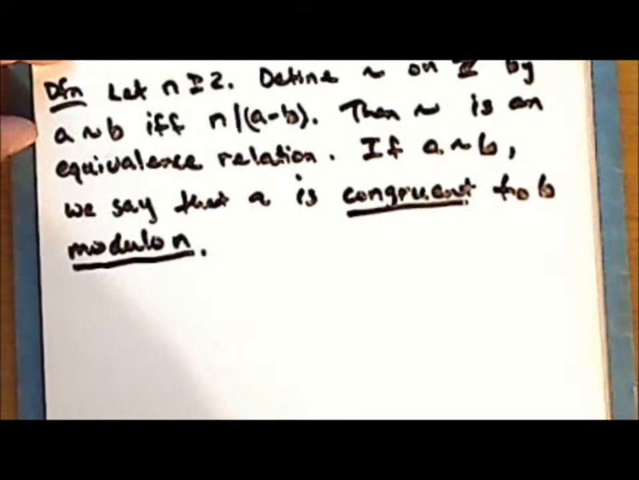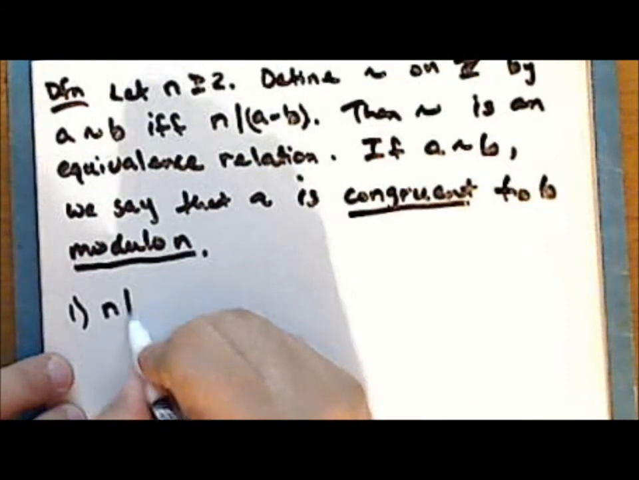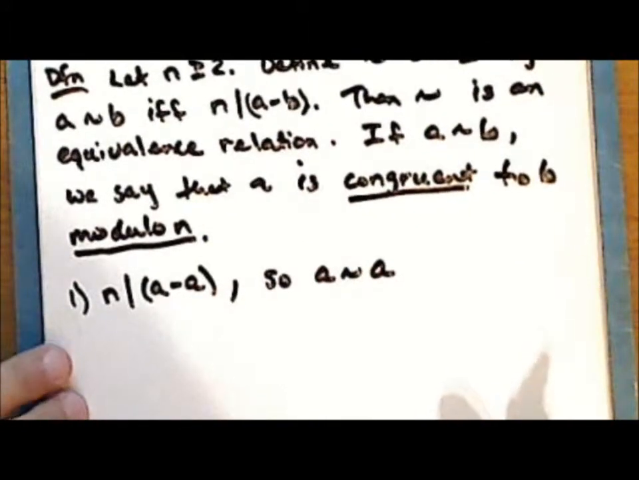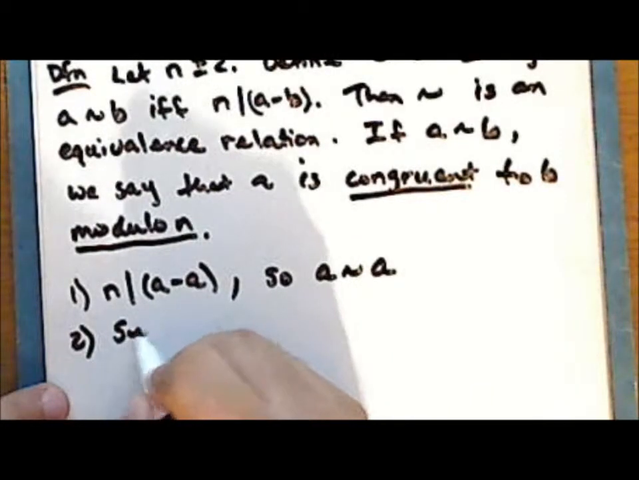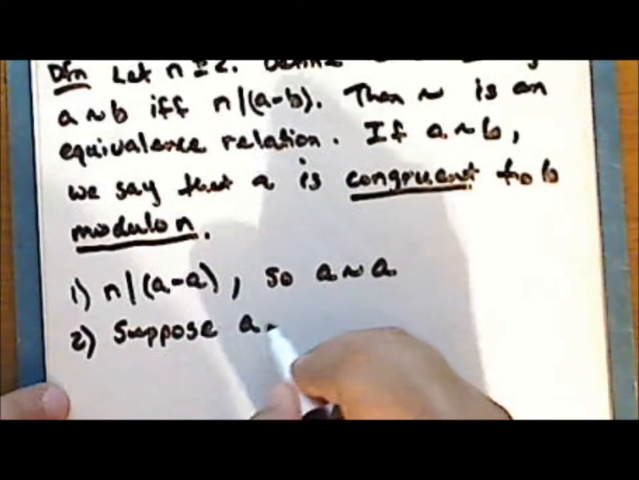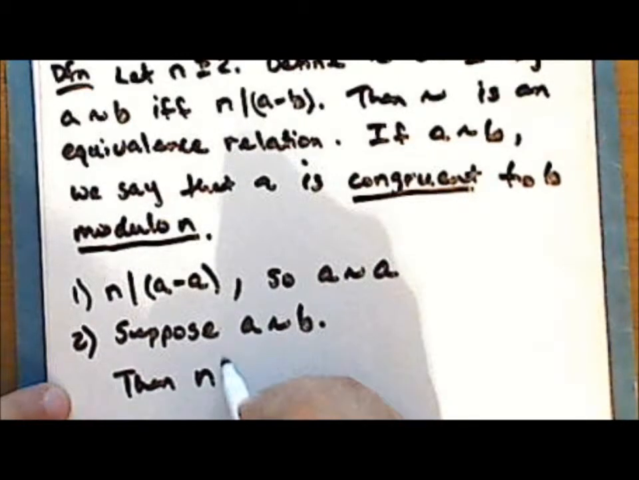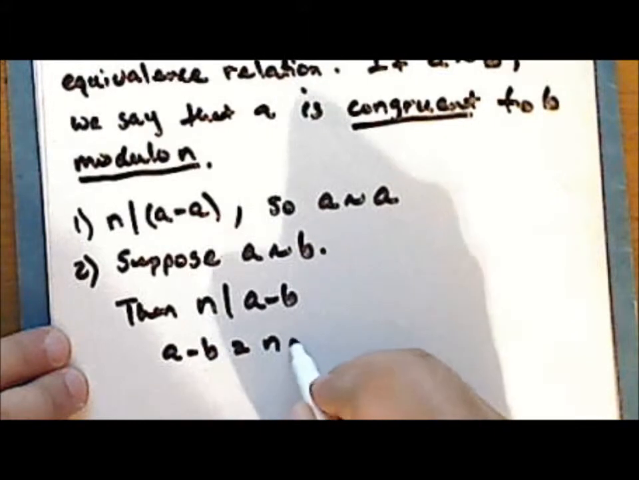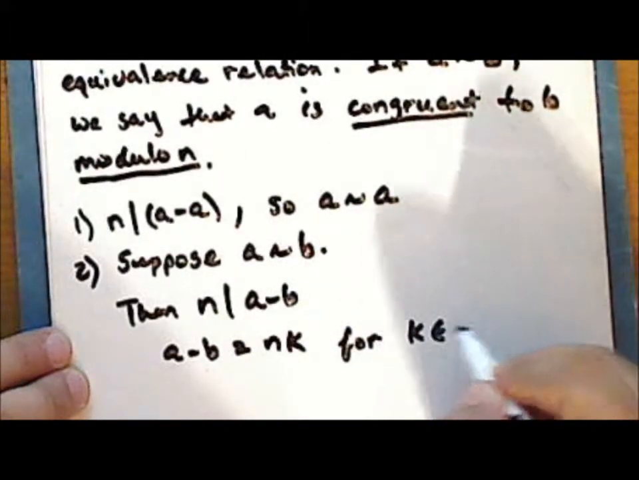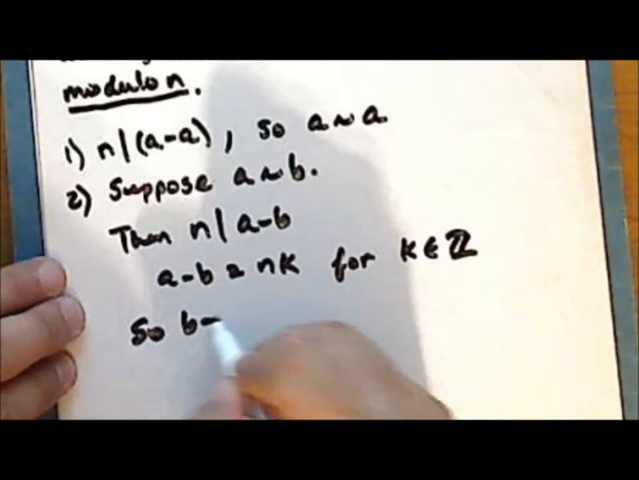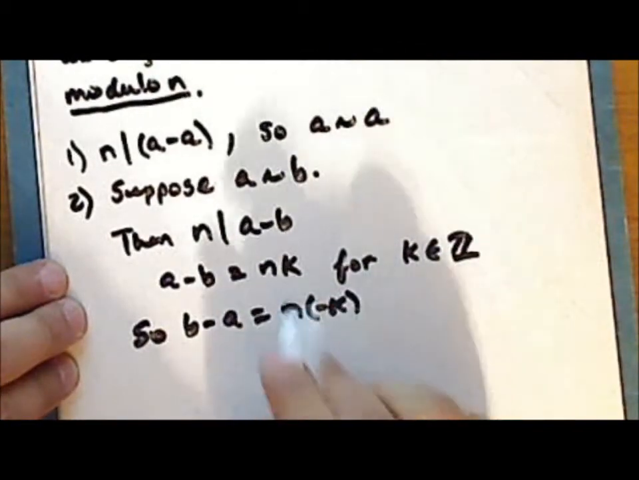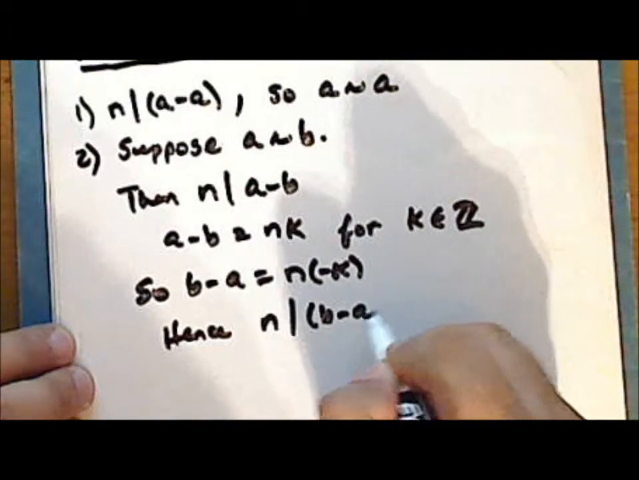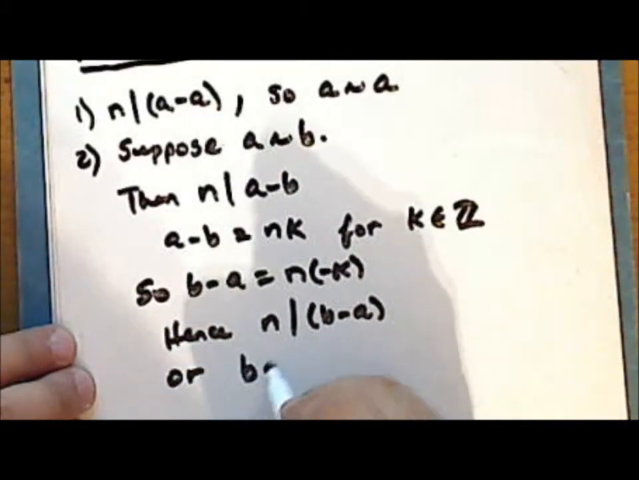So we'll show that this is an equivalence relation. So notice that the integer n does divide 0, which is a minus a. So we have the reflexive property. Suppose that a is related to b. Then the integer n divides a minus b, which means that a minus b is some multiple of the integer n, say kn for some integer k. And so b minus a is equal to negative k times n, which is an integer multiple. And so n divides b minus a, or in other words, b is related to a. So we have the property of symmetry.